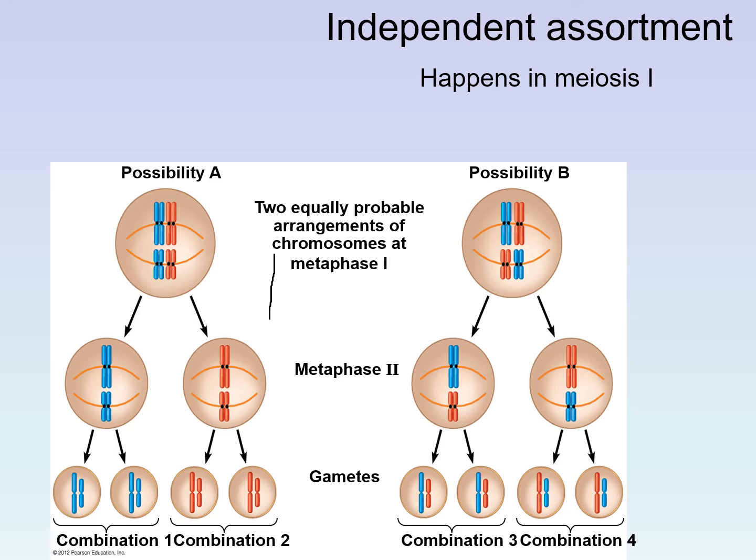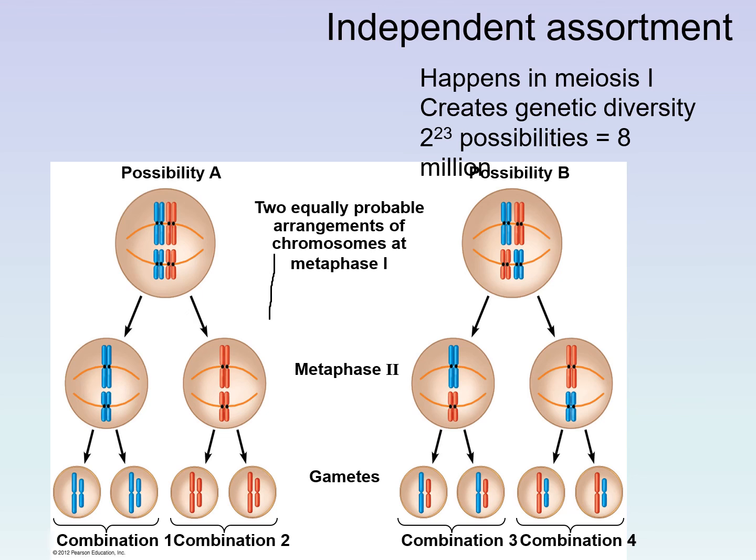Now extend this to think about how our 23 pairs of chromosomes can split up. Not 2 pairs, but 23. The key to understanding independent assortment is that 1 pair of homologous chromosomes lines up on the plate without any regard to the other pairs. And this creates 2 to the 23rd possibilities, or 8 million different kinds of gametes that you can create.